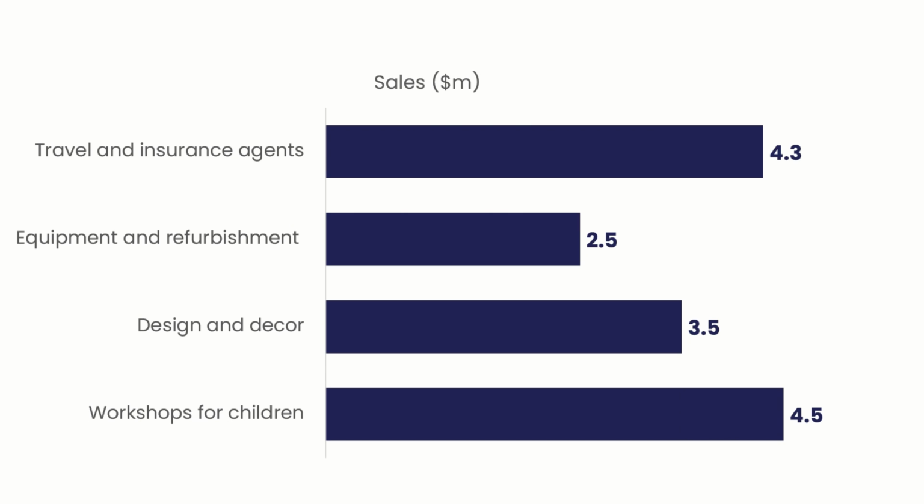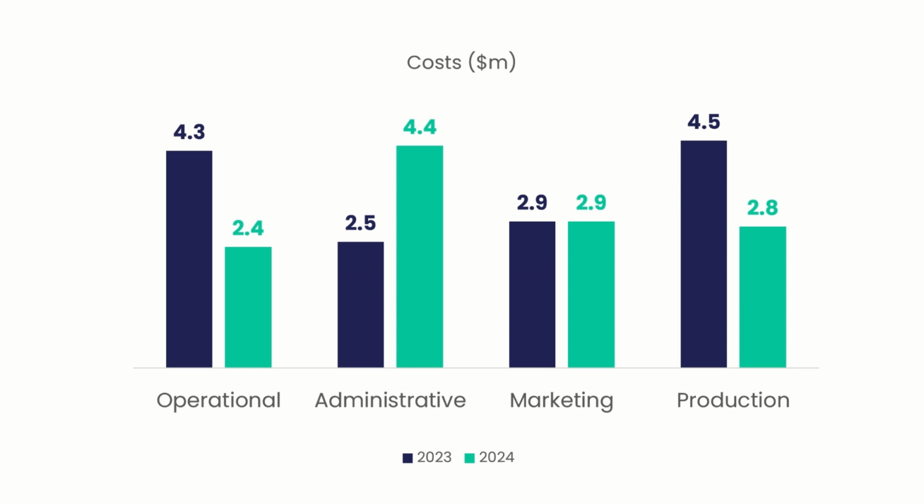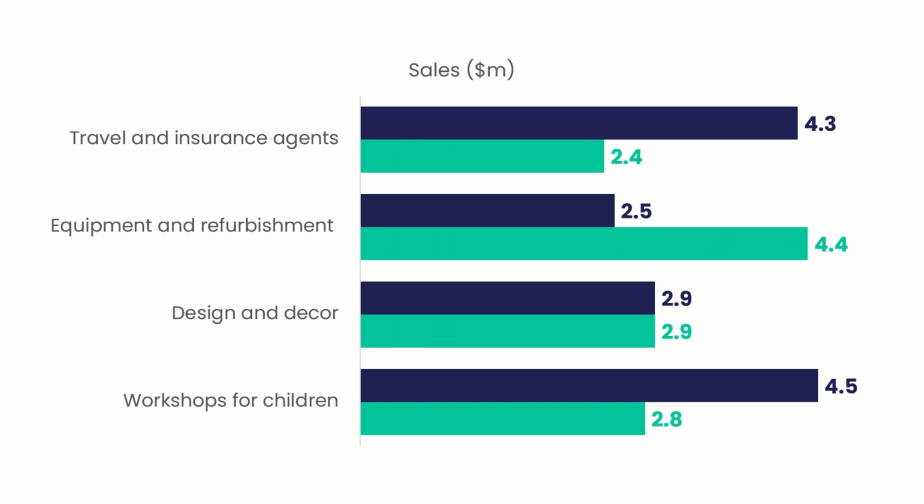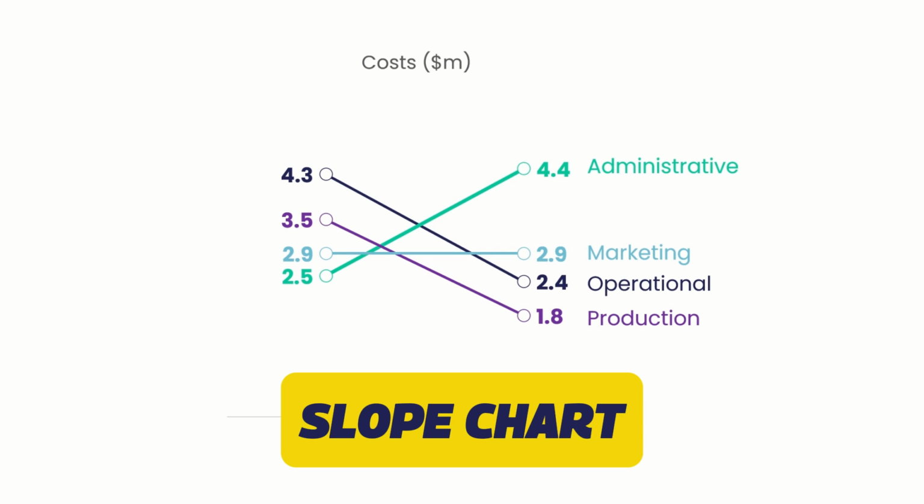But what if we have a bit more complicated data with 2 different categories? Just like here. Of course, we can show data as a column chart or as a bar chart. But I would like to show you an even better way for such cases. It's called a slope chart.